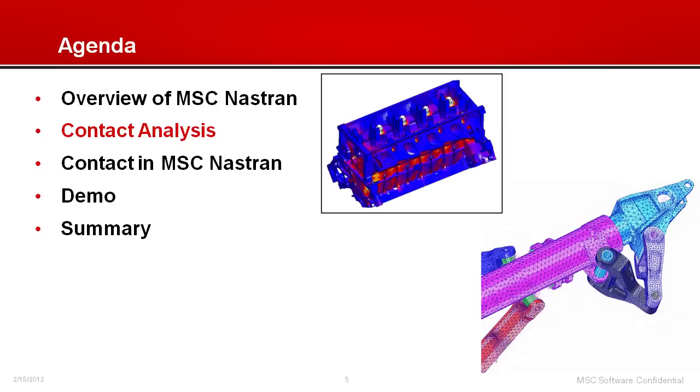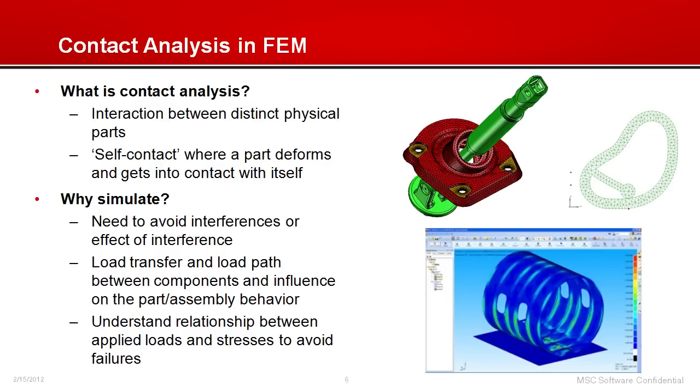So let's talk about contact analysis. What is contact analysis? We know that in life, any structural component will have contact. Sometimes we can make simplifying assumptions to try to predict how the different components interact with each other. But every time we make a simplifying assumption, we may be losing accuracy in the results.